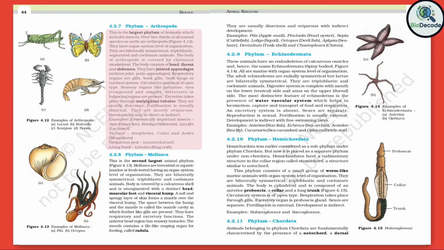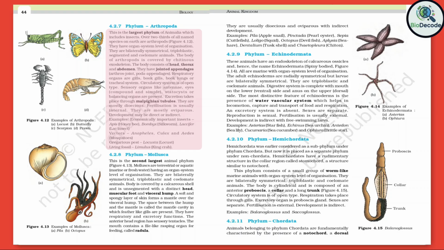Over two-thirds of all named species on Earth are arthropods, Figure 4.12. They have organ system level of organization. They are bilaterally symmetrical, triploblastic, segmented, and coelomate animals. Body of arthropods is covered by chitinous exoskeleton. The body consists of head, thorax, and abdomen, and has jointed appendages (arthros, joint; poda, appendages).